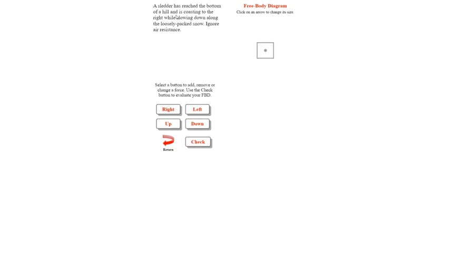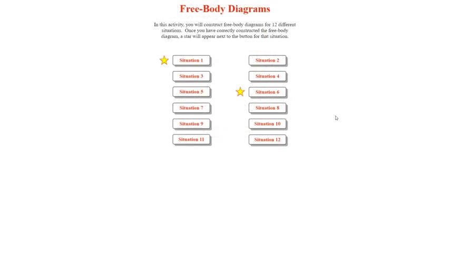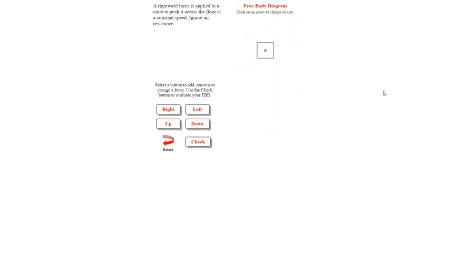A sledder has reached the bottom of a hill and is coasting to the right while slowing down along the loosely packed snow. Ignore air resistance. So I am ignoring air resistance. So down, I'm going to have gravity. And up, I'm going to have the normal force. Okay, it's coasting to the right. So this way, I've got momentum, but I don't have a force pushing it. However, this way, I do. So to the left, in opposition of the movement, I have friction. So let's check that and see how that one is. Good, that one's right.